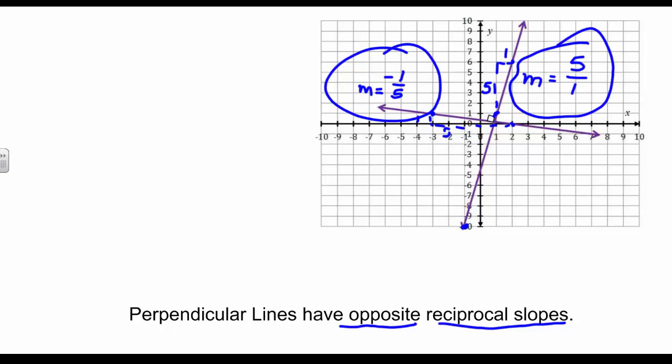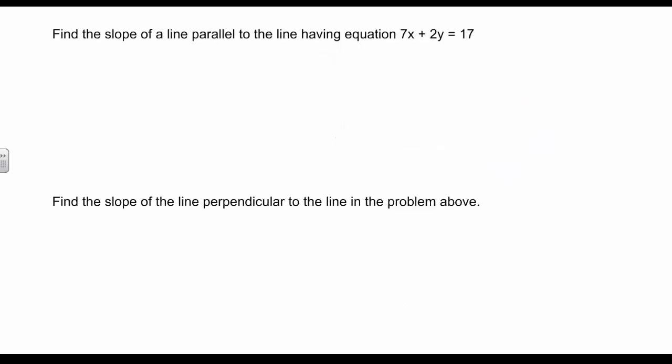So now we're going to do a series of problems involving these two concepts. First thing we're going to do is find the slope of a line parallel to a line of the following equation. So first of all, I'm going to have to find the slope of this line. And the easiest way to do that is put that in slope-intercept form. So what I'll do is subtract 7x from both sides because we want to isolate our y term.